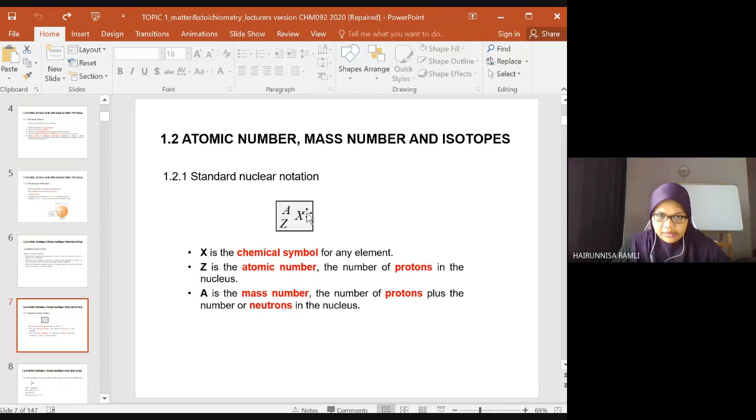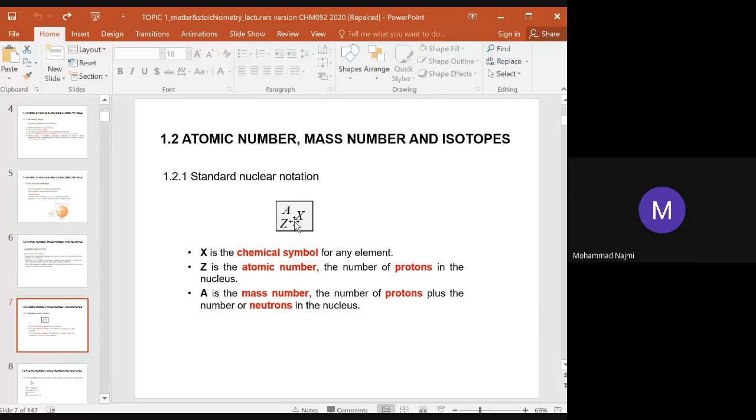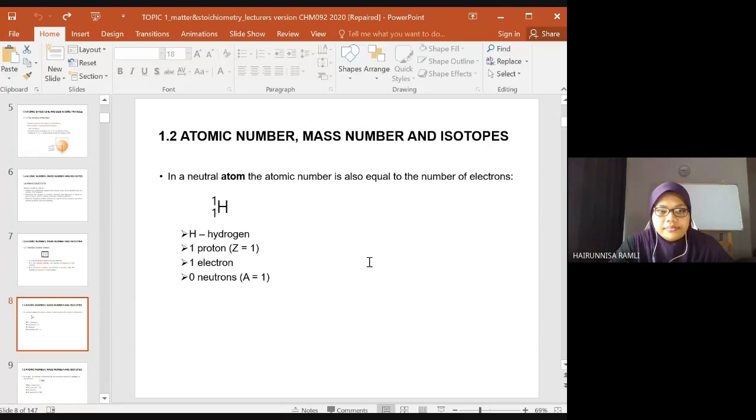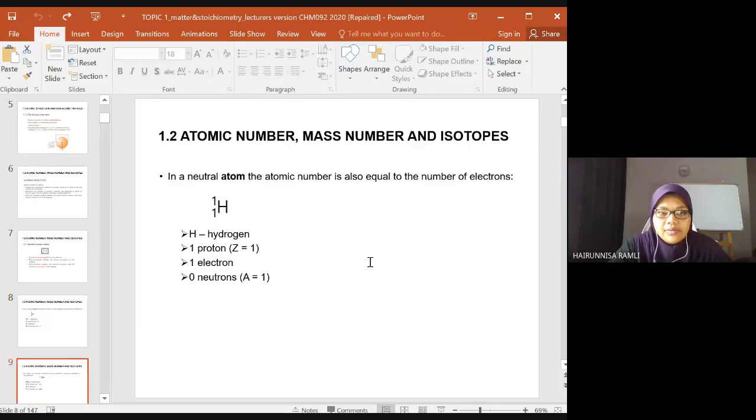Okay, saya tak sure. Kat sekolah panggil apa? Nukleon, eh? Yeah, nukleon number, teacher. But here, maksud dia sama. Tapi kita tak guna nukleon, eh. We are using mass number. So maksudnya sama, but it's actually mass number where the protons plus neutrons in the nucleus. Okay, so Z is the atomic number or proton number. Okay, so I think yang ni you tahulah cara nak tulis, eh.